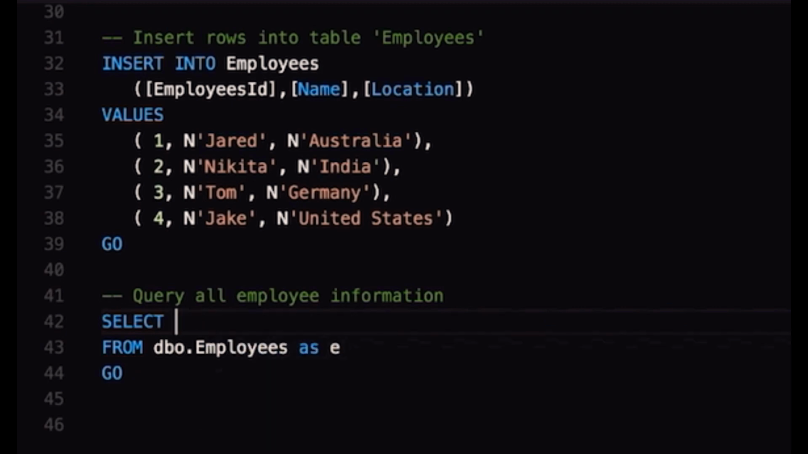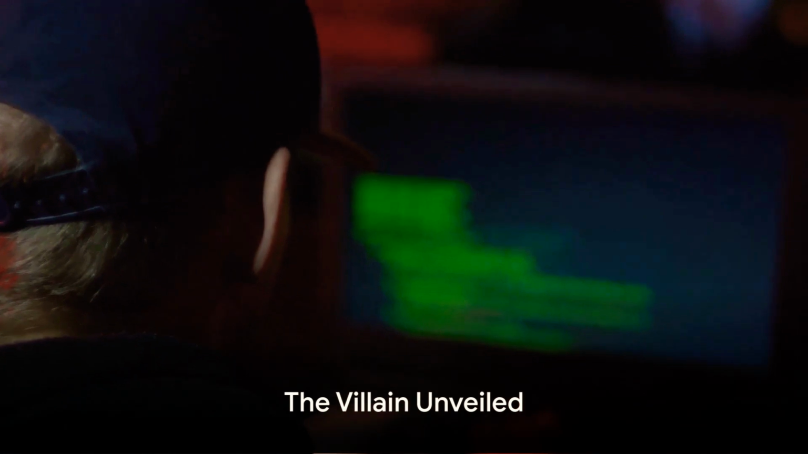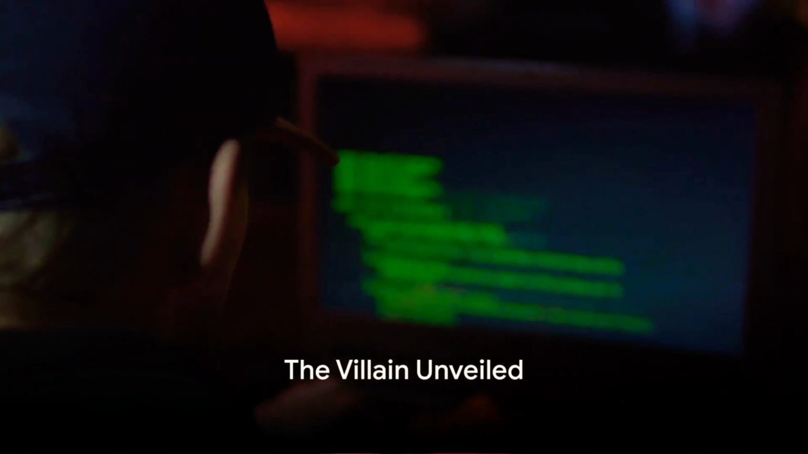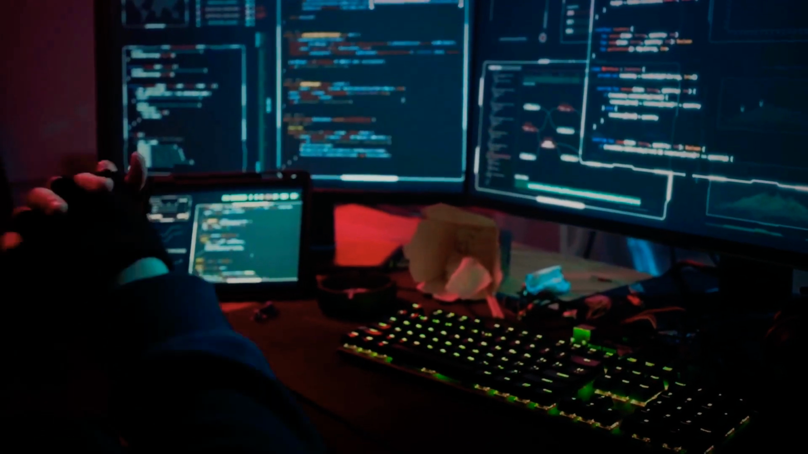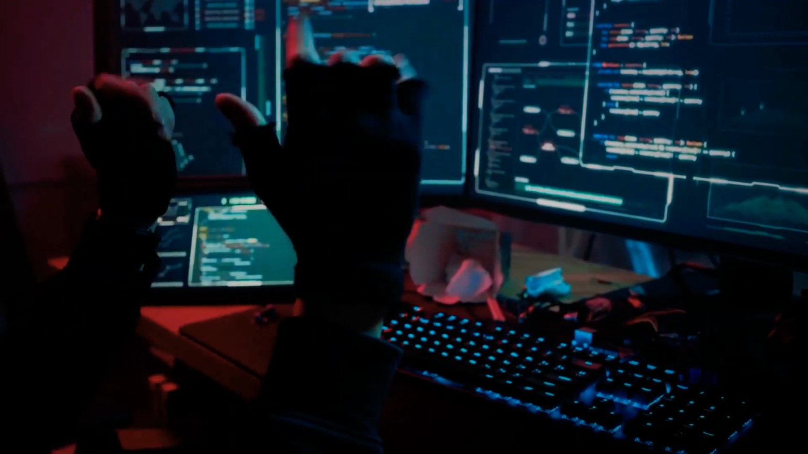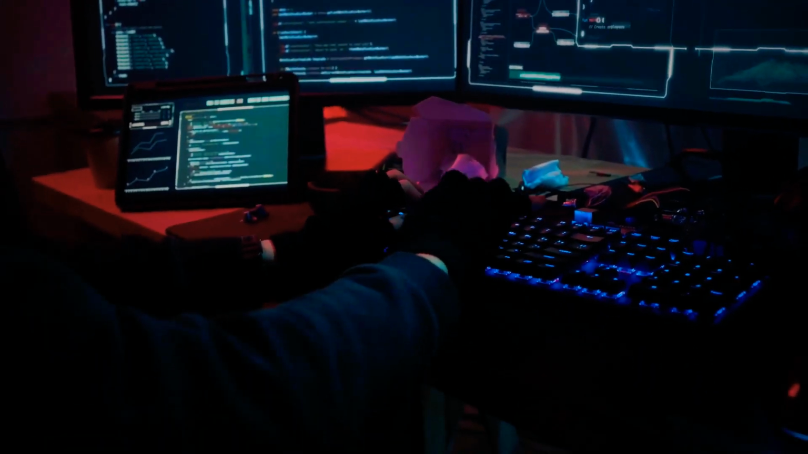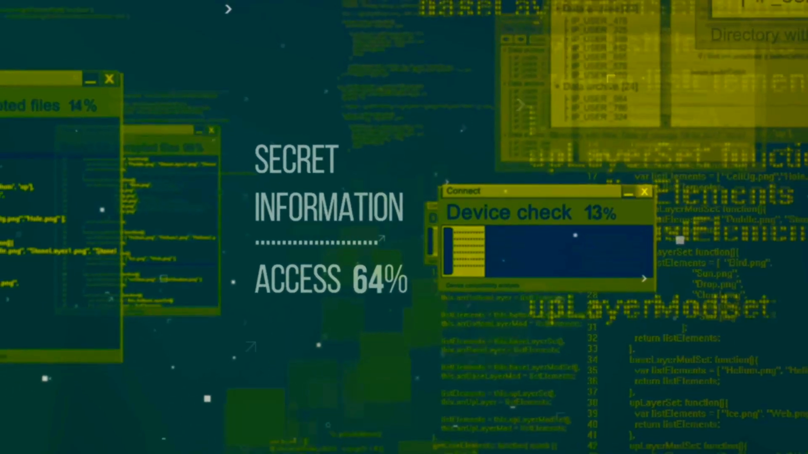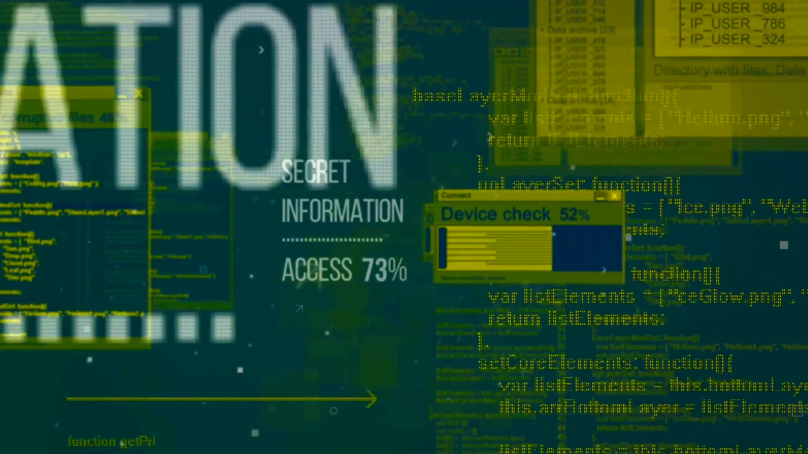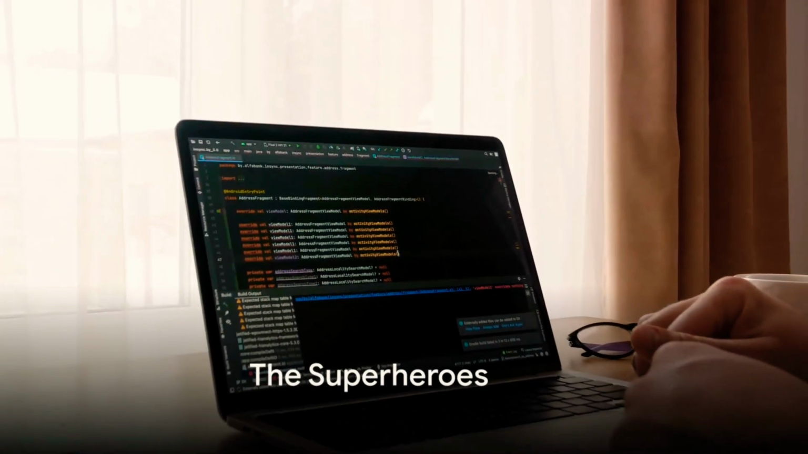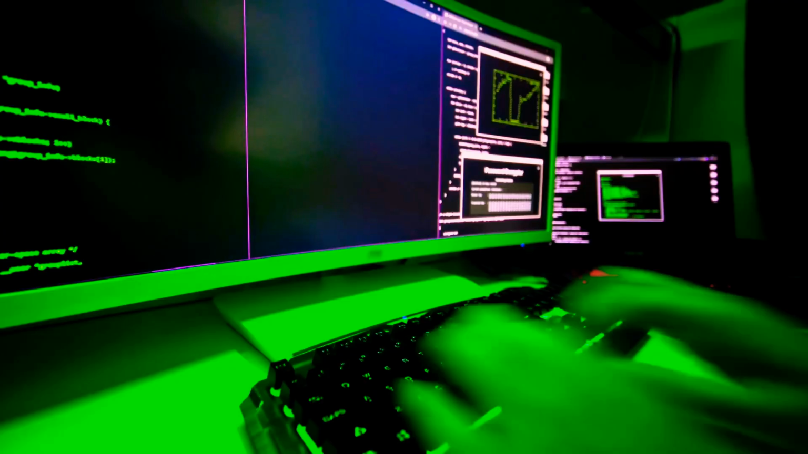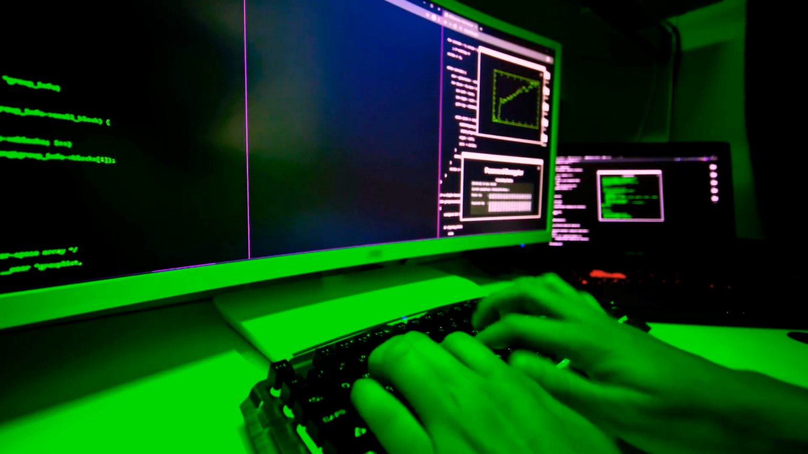In the world of databases, SQL injection is a villain, a master of disguise. It slips in unnoticed, whispering its commands and creating havoc. But unlike in our bank scenario, there are ways to protect against this villain. Proper coding practices, input validation, parameterized queries. These are the superheroes in our story. They stand as a firm wall protecting the system from the malicious whispers of SQL injection.